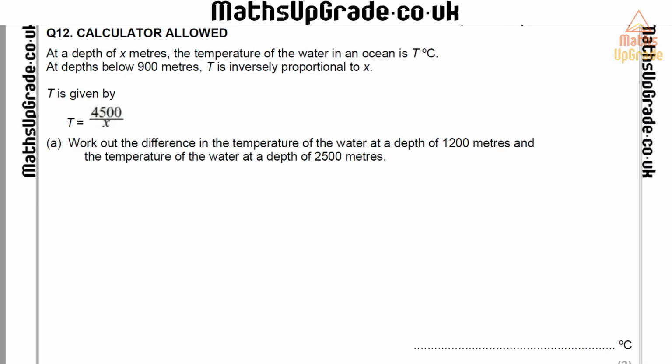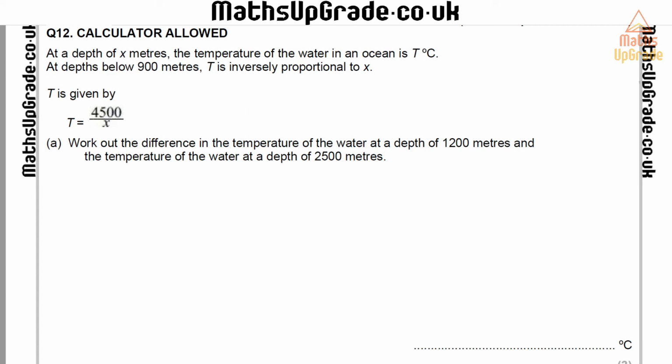Question 12. I'm told that at a depth of x meters, the temperature of the water in an ocean is T. At depths below 900, T is inversely proportional to x. T is given by T equals 4500 over x. Work out the difference of the temperature of water at a depth of 1200 and the temperature of the water at a depth of 2500. So that's for 3 marks.